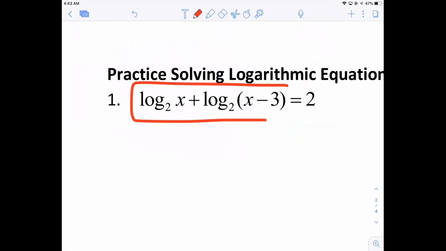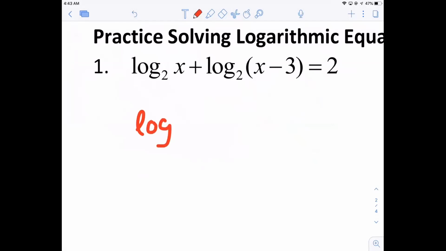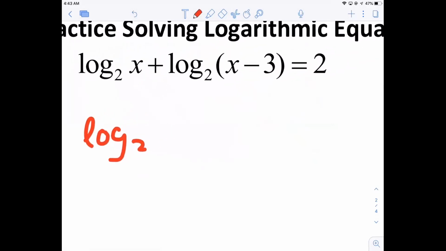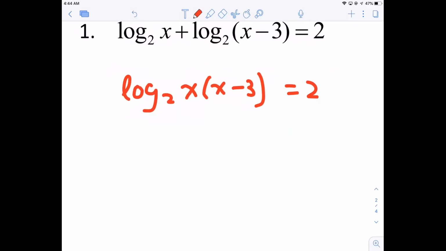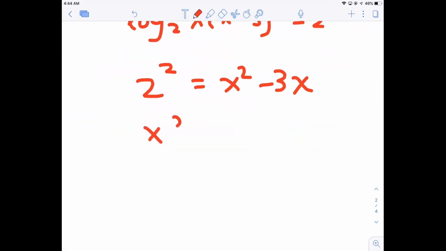Because I can use a log rule to make this into one logarithm. So step one is to combine everything to one logarithm if you can. So we have the addition of two logs, which means I can multiply the arguments because they have the same base. So this is log base 2 of x times x minus 3, and that's equal to 2. All right, changing this now to exponential form, I have 2 squared equals x times x minus 3, which is x squared minus 3x. So quadratic again, I get x squared minus 3x minus 4 equals 0.